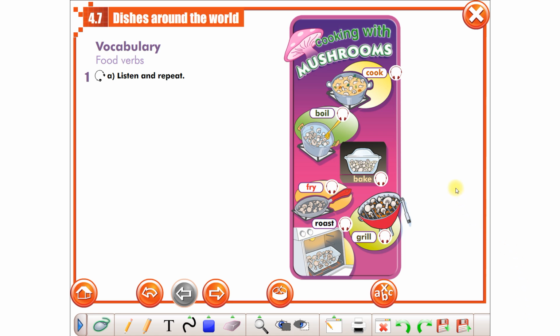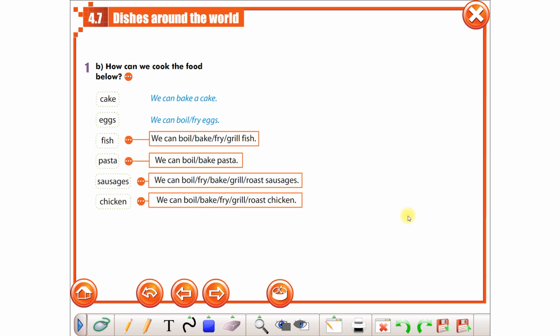Here in the vocabulary, we will work with the different types of cooking. We have cook, boil, bake, fry, roast, grill. On this section, we describe how dishes are prepared. So we can bake a cake, we can boil or fry eggs, we can grill fish, we can boil or bake pasta. So it is accompanied by the word can.